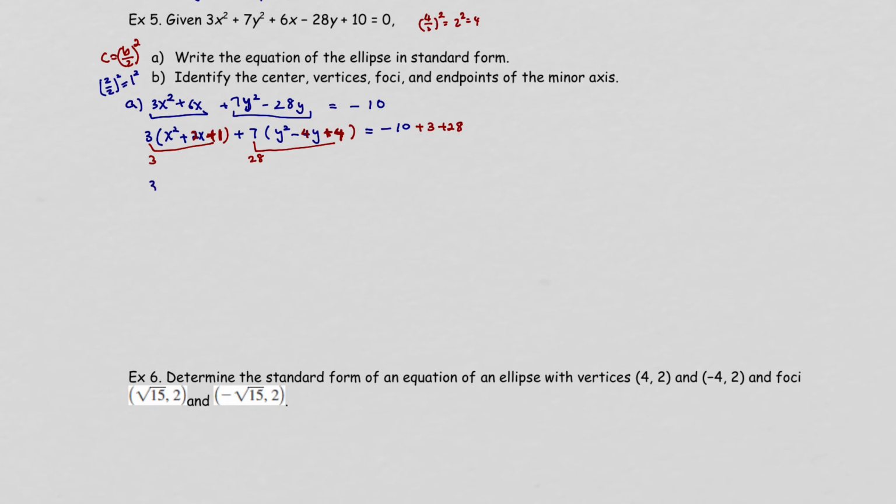this side 3 times, and this one now you can factor and make it perfect square as x plus 1 squared. And then you have this one right here, perfect square of y minus 2 squared. The other side, add them up, I get 21.